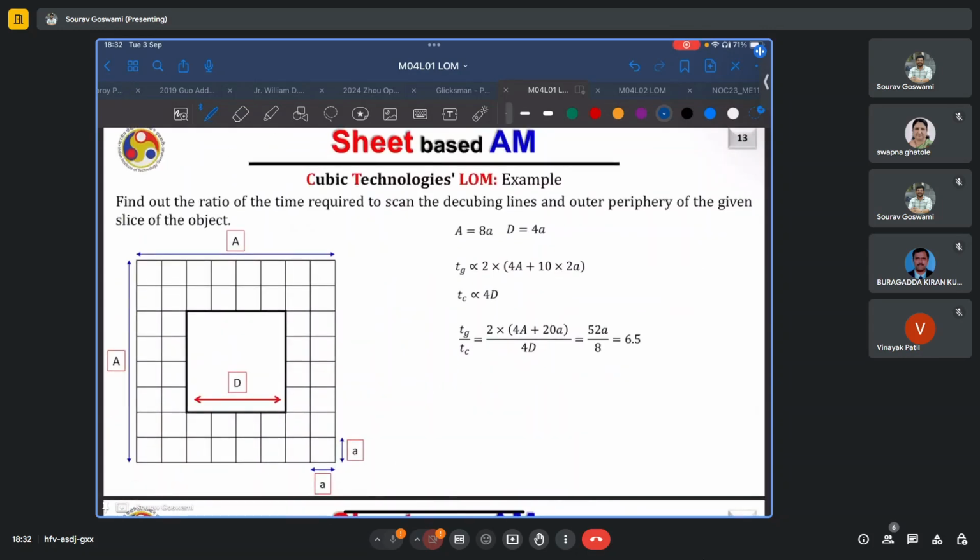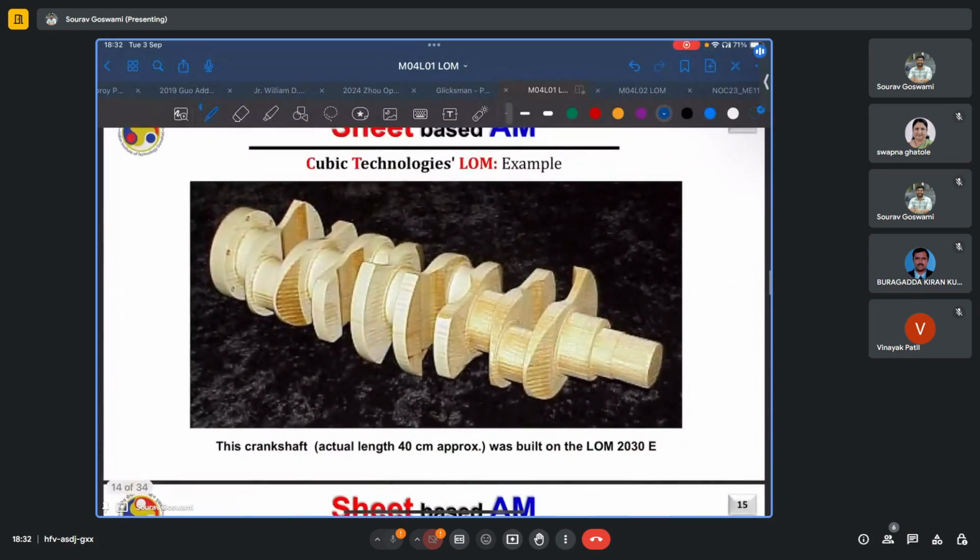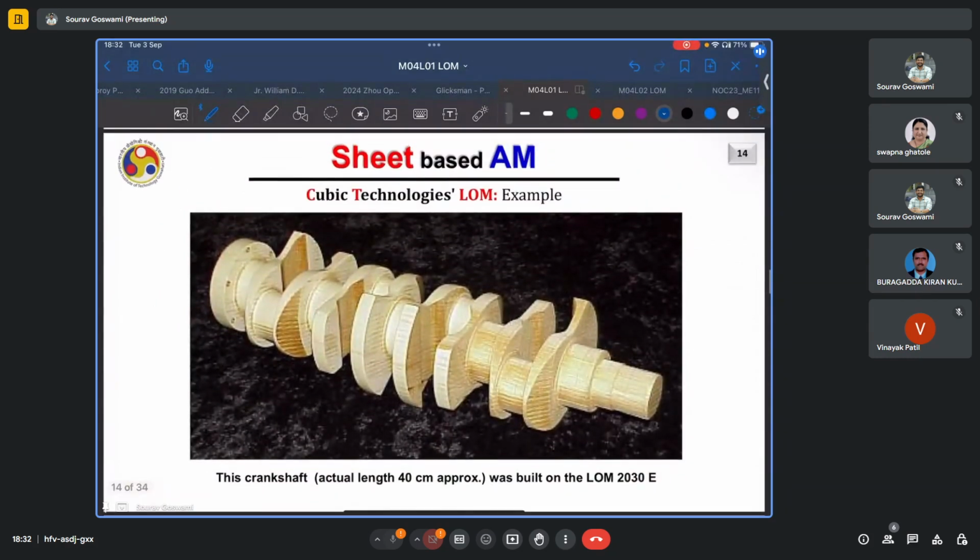So, example numerical on this now, we'll also look at one. And this is a part which is built from laminated object manufacturing.